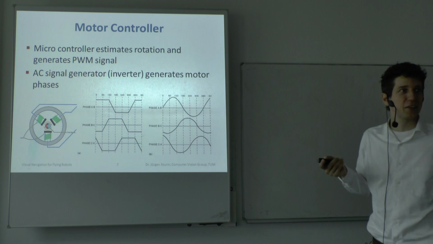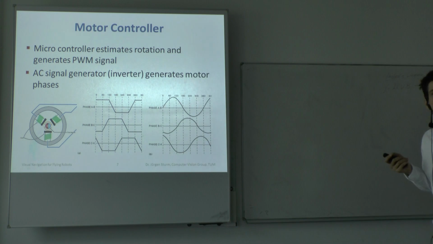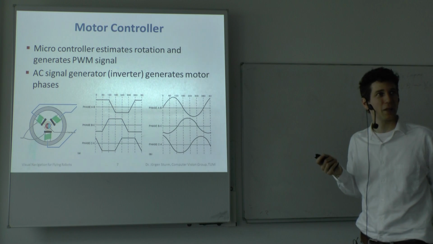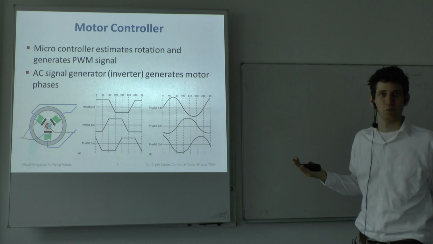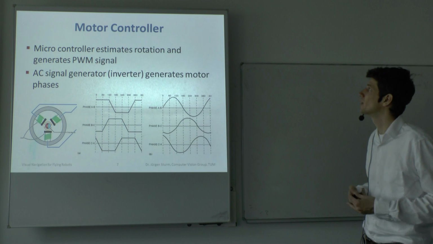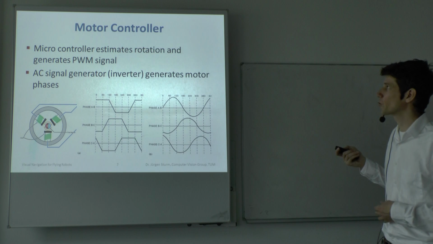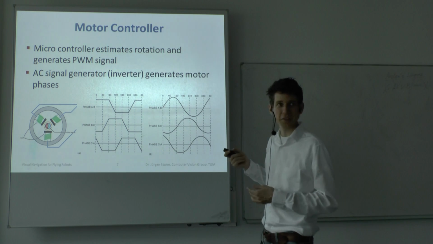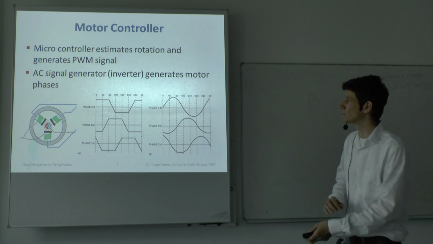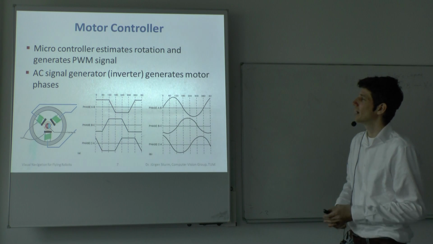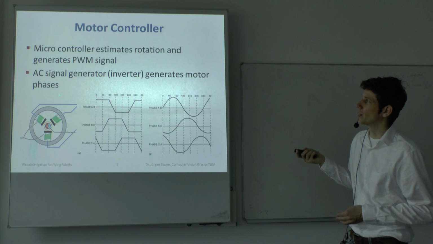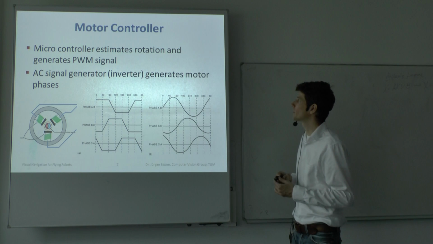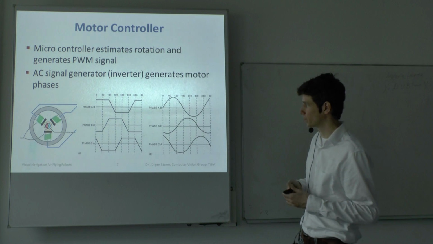So as I said, there is usually a motor controller. Some motor controllers are really simple, but in most cases, and also in the quadrocopters, these motor controllers really have their own microcontroller. So it's a real small computer or processor. And this microcontroller then estimates this rotation and first generates a digital signal that encodes the desired rotation speed. And then there is a motor driver or a signal generator that turns this digital PWM signal into motor phases.